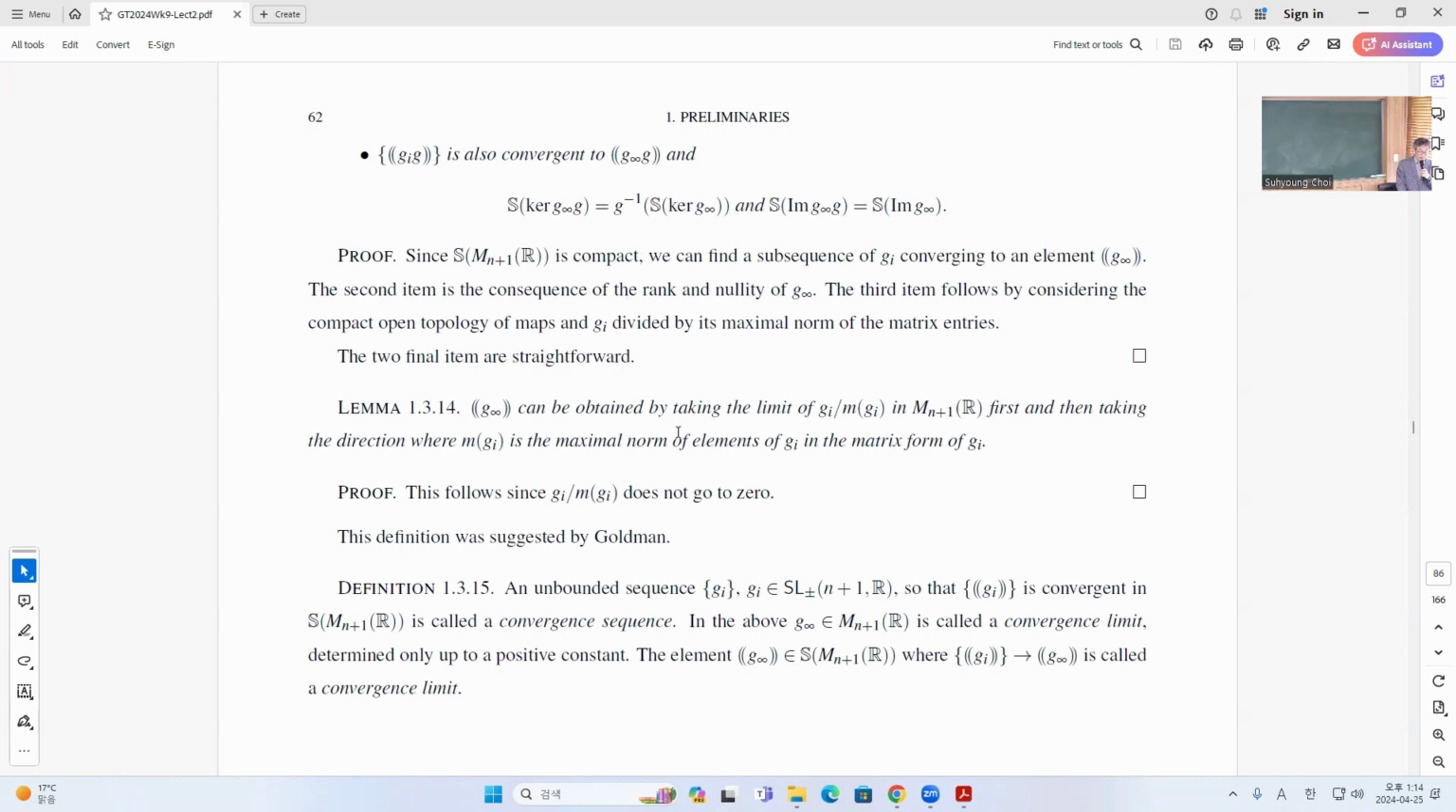So G infinity can be obtained by taking limits here, also by dividing by mg, the maximal norm of the elements of G in matrix form. So these are all in SL(n,R), so you can do that. Of course, you can do it for GL(n,R) also. So given an unbounded sequence, if this is convergent, then it's called a convergence sequence, and this is called the convergence limit in S.